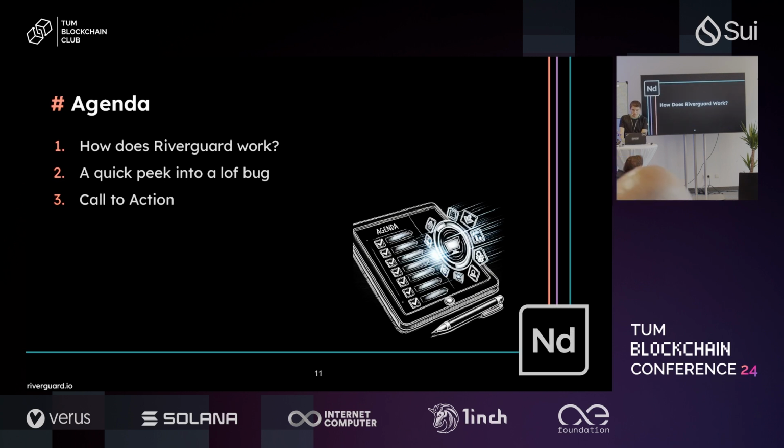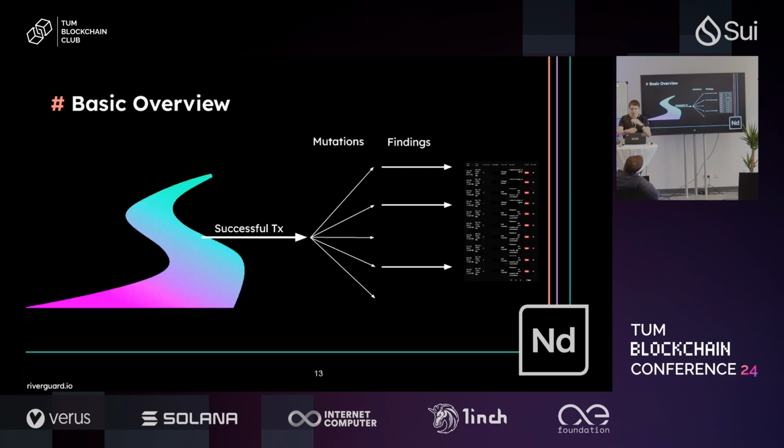So how does Riverguard work? Well, as previously said, we have the river of successful transactions on mainnet. And now we pull these transactions and mutate them, and then it generates the findings in our software.